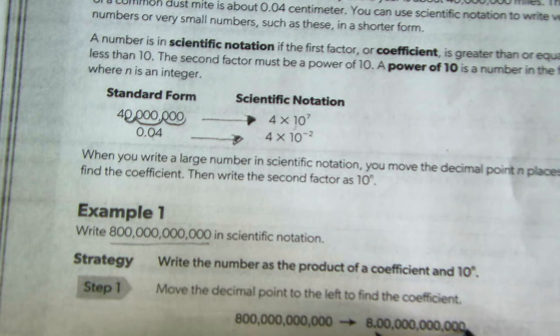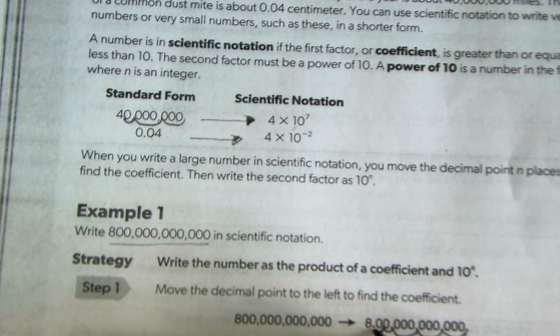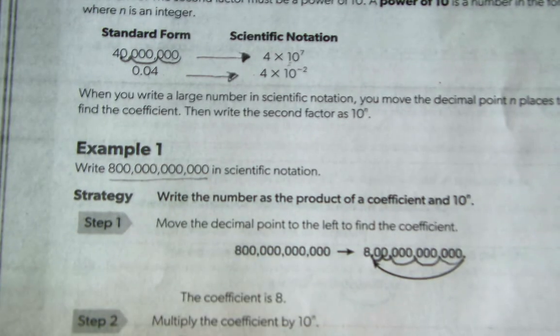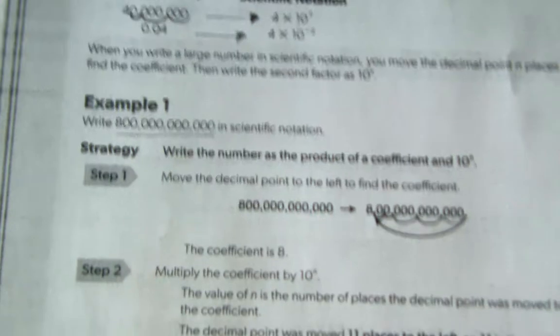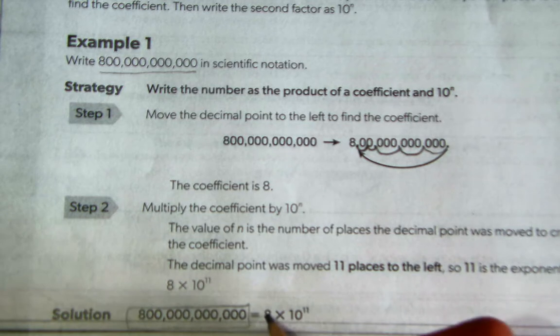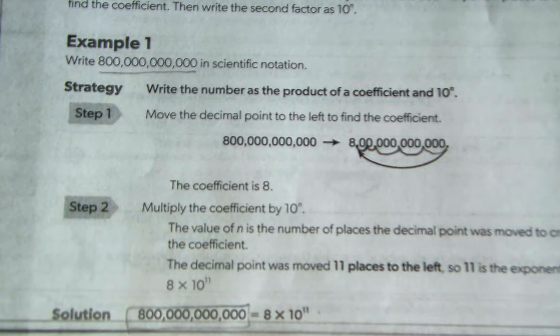So I'll start at the back of the number and I'm going to need to move 3, 6, 9, 10, 11 times. The coefficient, the number I want in front of my decimal point, is 8. Now I'm going to keep that whole number and I'm going to multiply this coefficient by some power of 10, making sure that n is represented by the places that I had to move to the left. Because I moved 11 places to the left, my exponent would be 11. Therefore, this number in scientific notation is 8 times 10 to the power of 11.